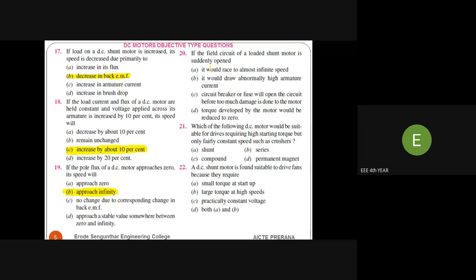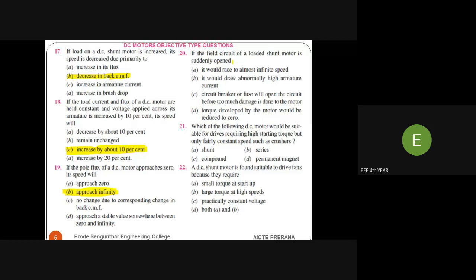The next question, 20th question. If the field circuit of a loaded shunt motor is suddenly opened: option A, it would race to almost infinity speed; option B, it would draw abnormally high armature current; option C, circuit breaker or fuse will open the circuit before too much damage is done to the motor; option D, torque developed by the motor would be reduced to 0.